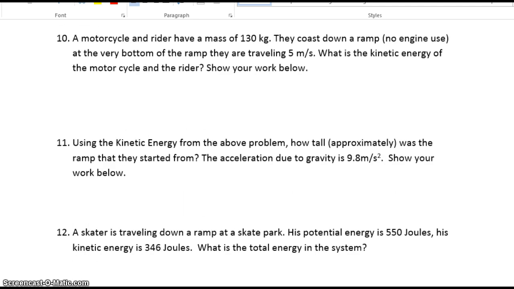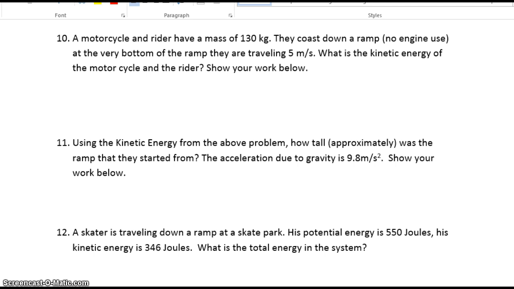All right, number 10. A motorcycle and a rider have a mass of 130 kg. They coast down a ramp. They don't use the engine, so there's no additional energy. At the very bottom of the ramp, they're traveling at 5 meters per second. What is the kinetic energy of the motorcycle rider?